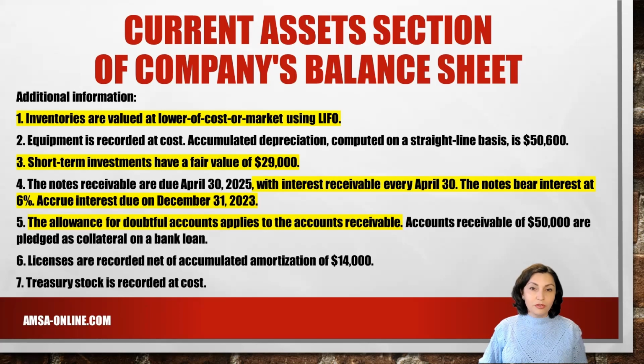Accounts receivable of $50,000 are pledged as collateral on a bank loan. The allowance for doubtful accounts balance will be reported as a reduction of accounts receivable in the current assets section. The amount pledged as collateral on a bank loan doesn't affect the amount of accounts receivable presented on the balance sheet. Still, the company must disclose the terms of the collateral in its financial statements. As we discussed earlier, licenses and treasury stock will not be reported in the current assets section of the balance sheet. Now, let's look at the current assets section of the balance sheet.